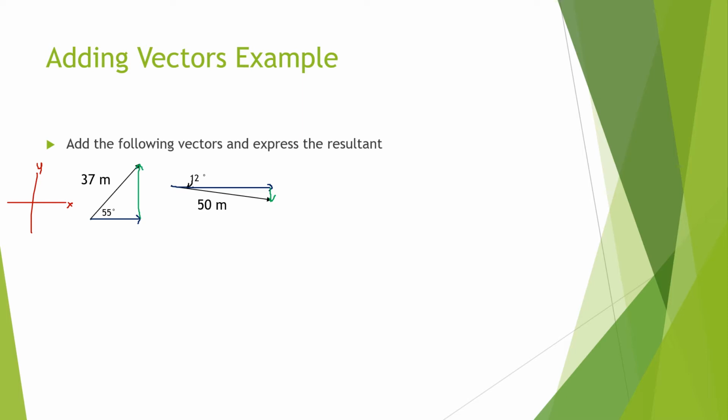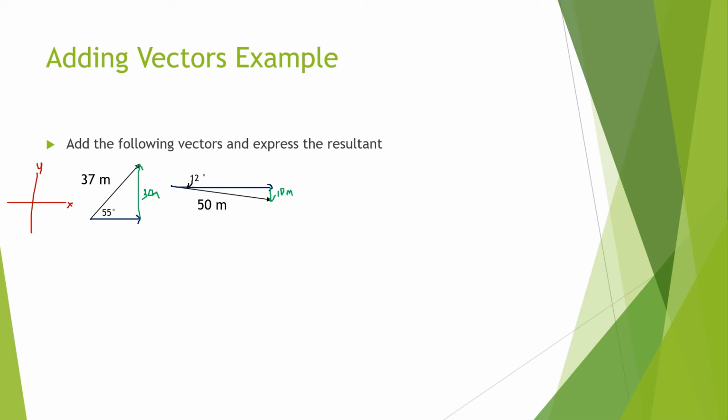Thinking back to our first lesson, we have SOHCAHTOA. We know that the sine component is the opposite component. The cosine component is the adjacent. So I take the magnitude, which is 37, and I'm going to multiply that by the sine of the angle, which is 55 degrees. 37 sine 55 gives me a magnitude of 30 meters for the vertical component. And I'm going to do the same thing. 50 sine 12 gives me a magnitude of 10 meters on the vertical component of the other one.